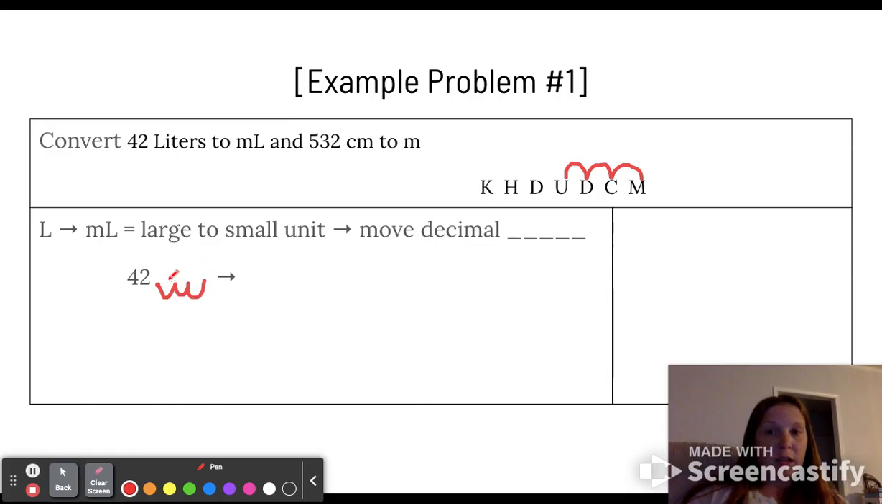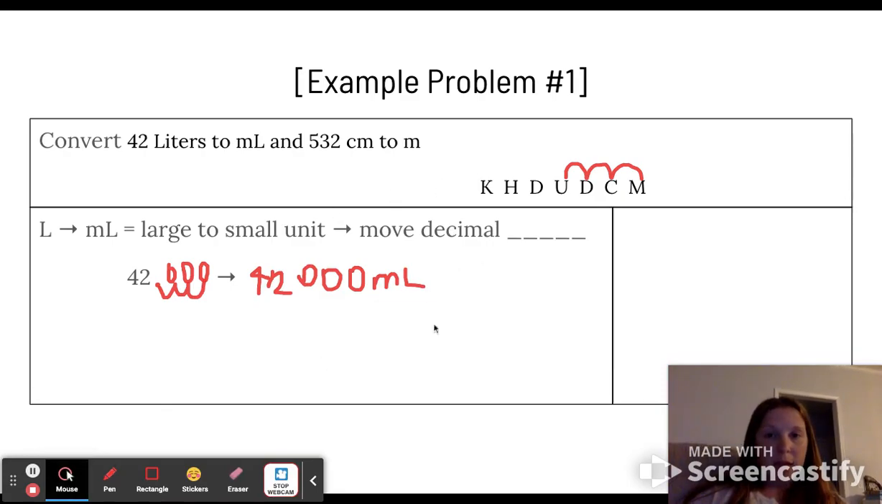So you see there's nothing in these spaces here. So we are going to put, and this is very sloppy, sorry, zeros there. So your final answer should come out to 42,000 milliliters. I'm very sorry, this is sloppy. I'll get used to it hopefully by the end of this class. Okay, so that was that example.